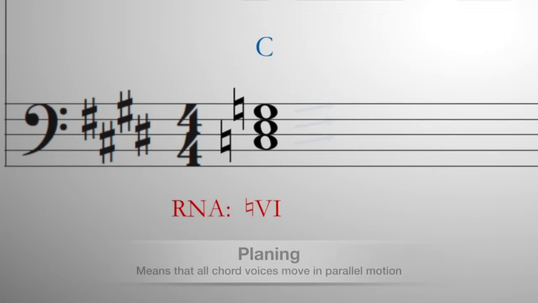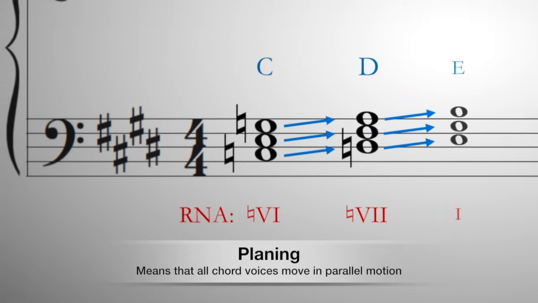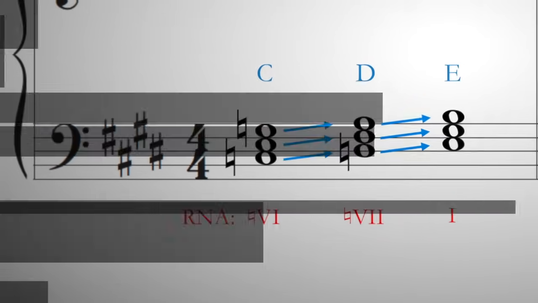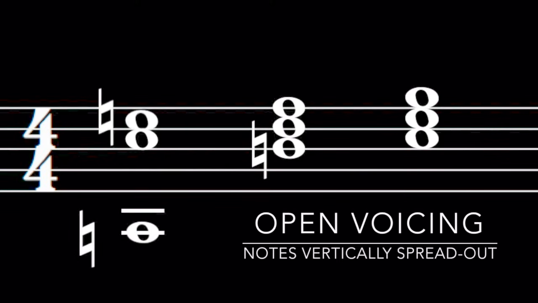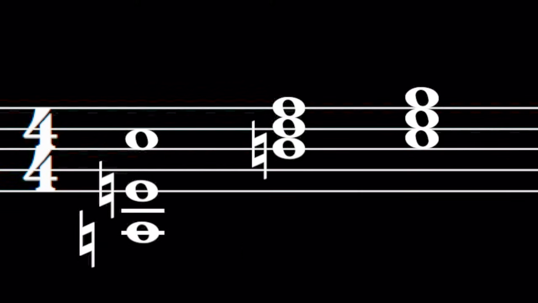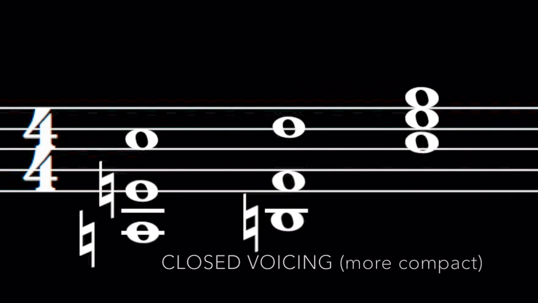The term planing refers to parallel motion, in which all voices move in the same direction by the same interval. The chords will be voiced in an open manner, that is, with vertical space inserted between the chord factors, as opposed to closed voicing, which is a more compact vertical arrangement of tones.